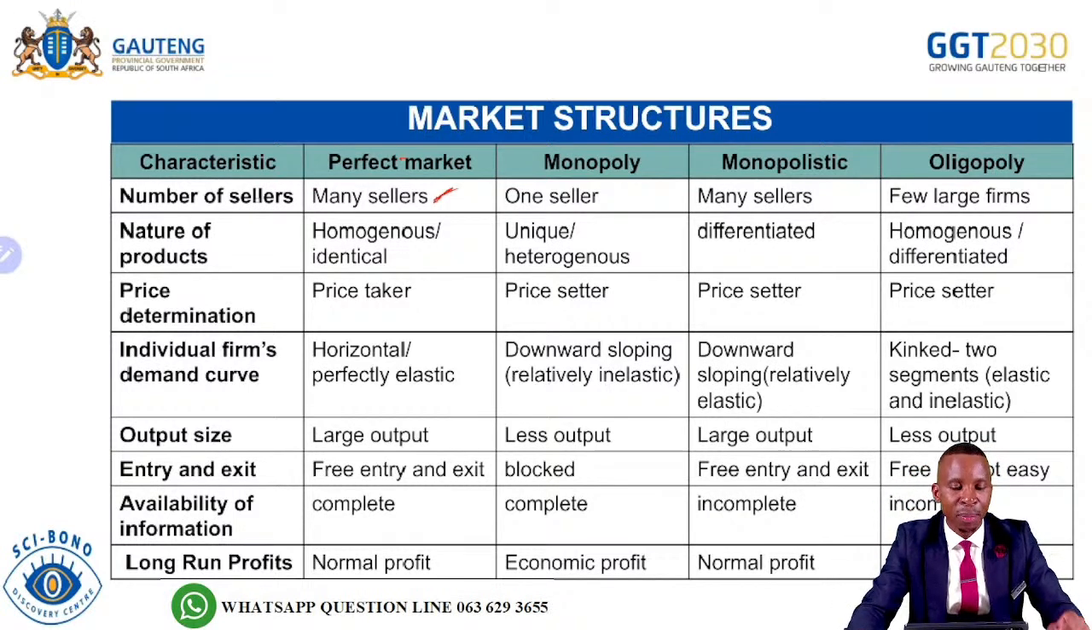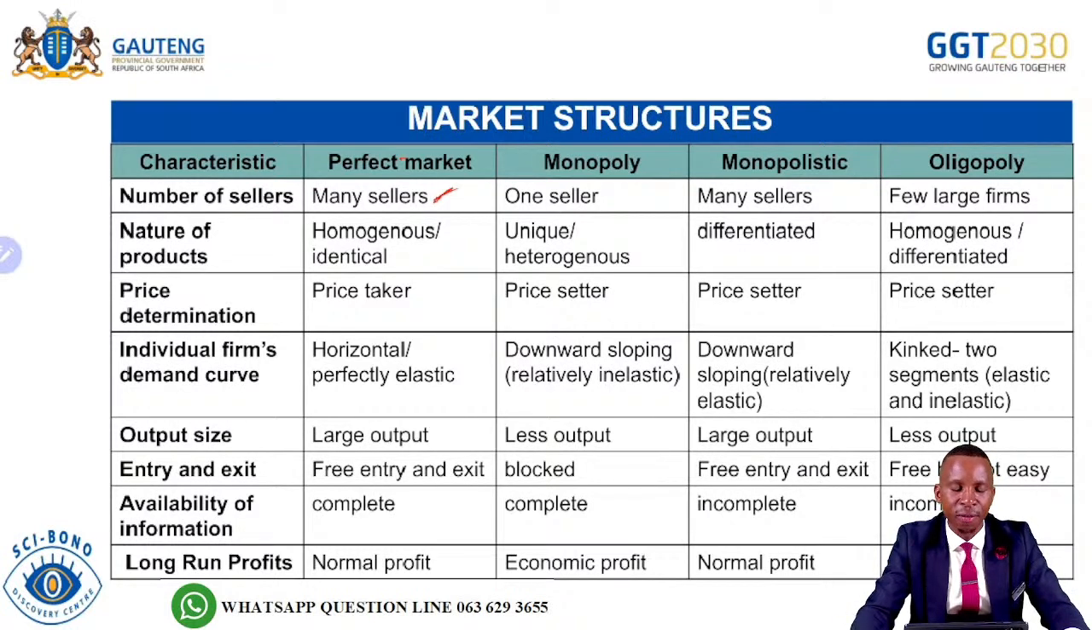Price determination. We know that under perfect market, the price is determined by the market forces, demand and supply. The firm does not have any influence over the price. The firm is regarded as a price taker. Under the monopoly, the price is determined by the firm itself. The firm is therefore regarded as a price setter.